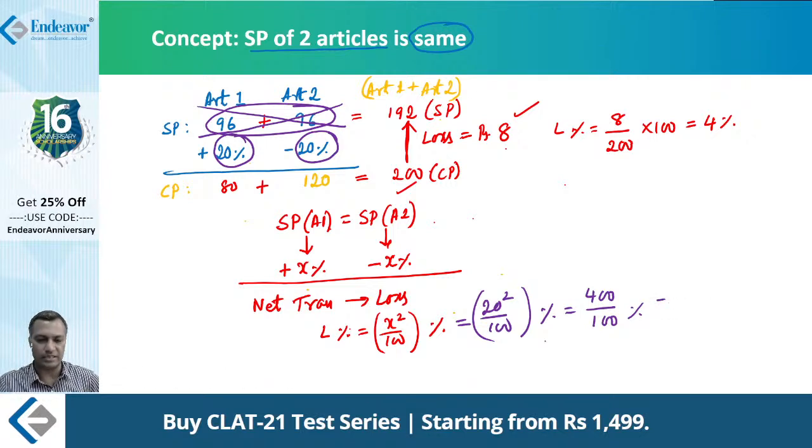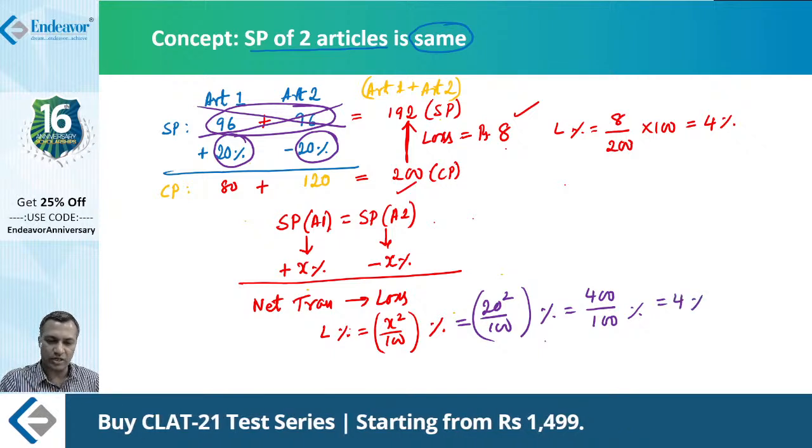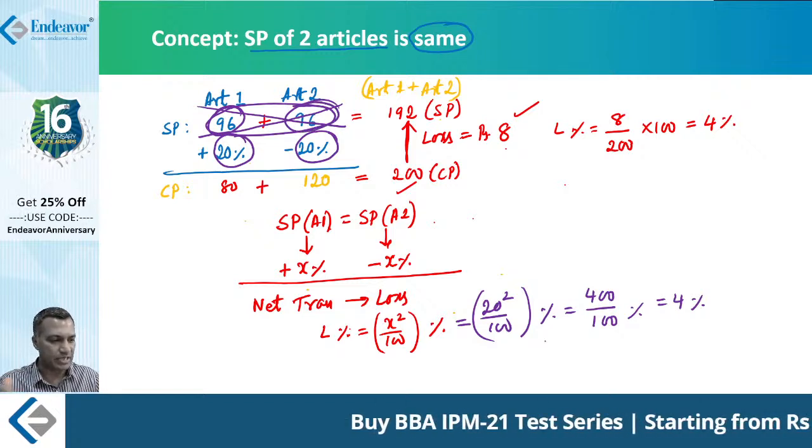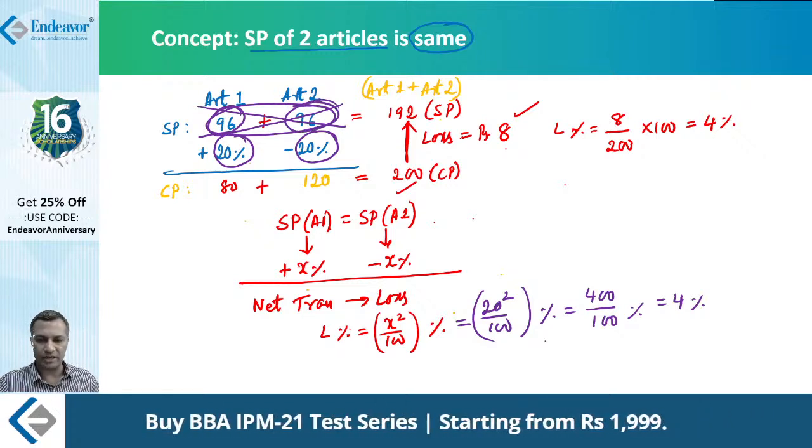Net transaction results in a loss. So therefore, what was not required? This figure 96 wasn't required. Here we said that the selling price is the same, which is 96 each. That particular figure wasn't required for us. Let's keep that in mind.